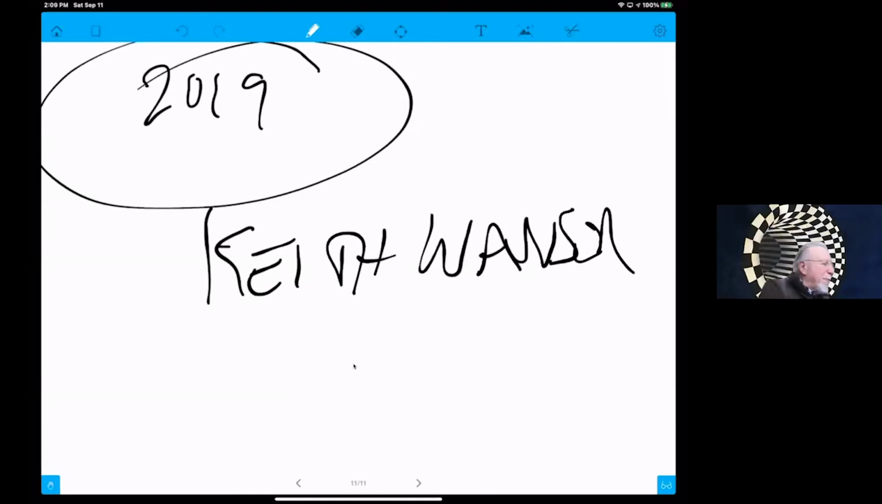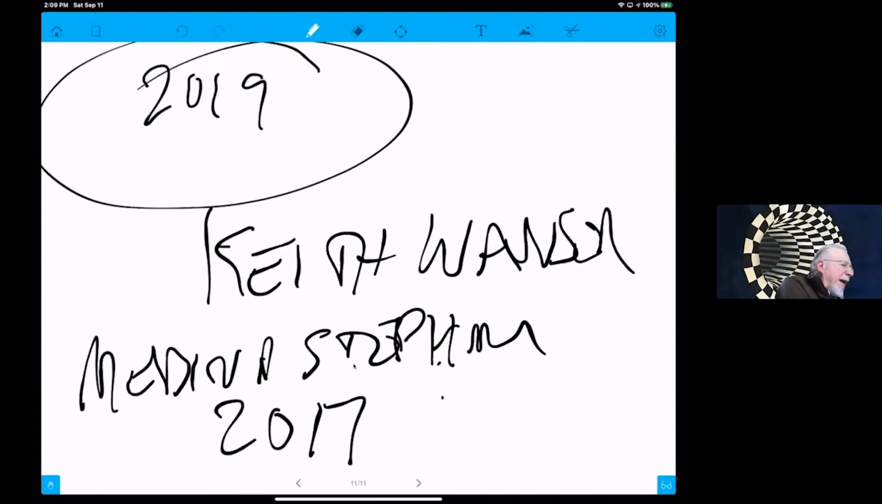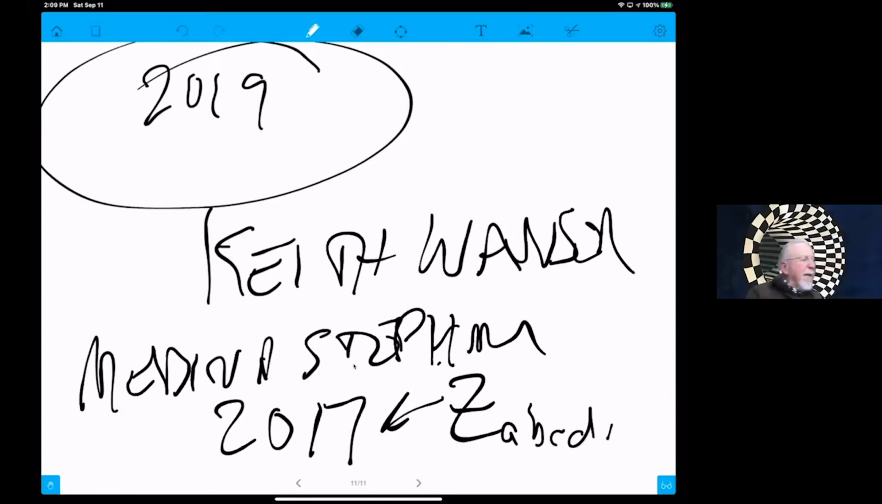Then I found Medina Stephanie papers from about 2017 that came out, where they basically had the same tensor that Matt Bissa has, A, B, C, D. Okay, found this tensor. So I said, now here's the logic. Here's the logic.